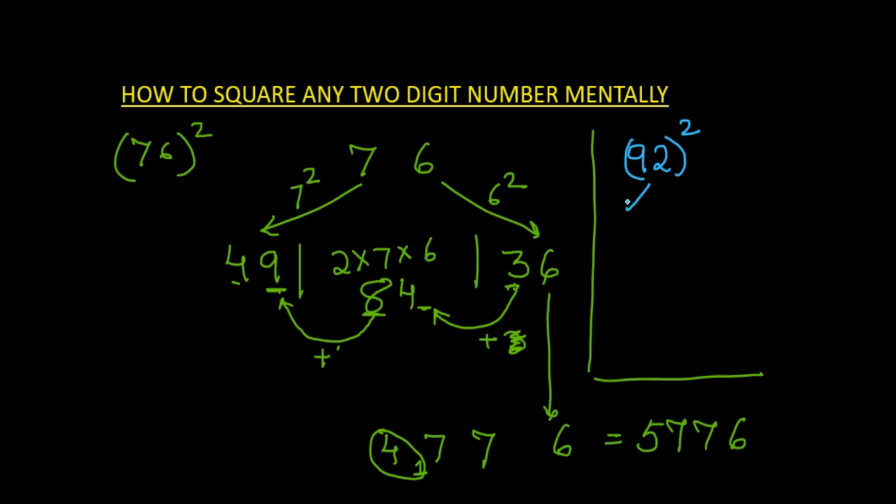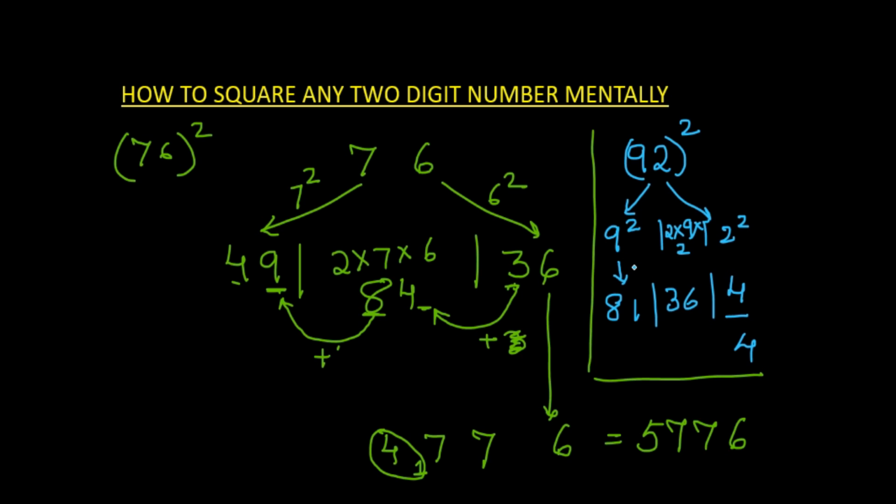So what is the first step? Find the square of the first digit, find the square of the last digit, and in between find 2 times the product of the two digits. So this gives us an 81, this gives us 36, and this gives us a 4. Okay, so 4 is as it is. Whenever we have two digits here, the tens digit will go as the carryover. Then 6 will come here. This 3 will get added to 1 to give us a 4, and this 8. So 92 square is 8464.